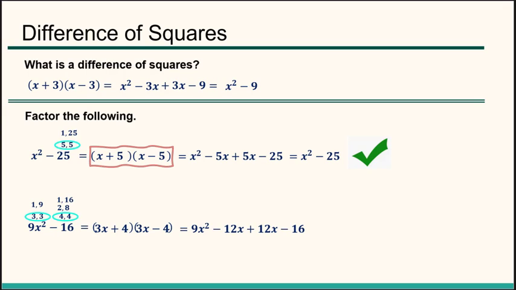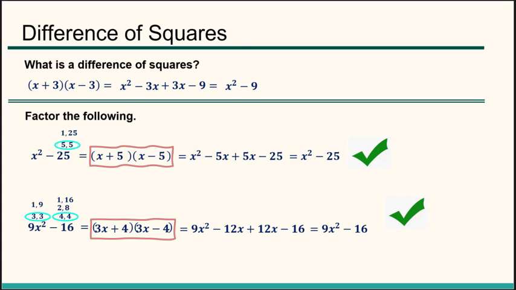So let's try it out. 9x squared minus 12x plus 12x. Look at those middle terms drop. Nice. And then a minus 16. And this thing ends up being 9x squared minus 16. You're right. Let's circle it.